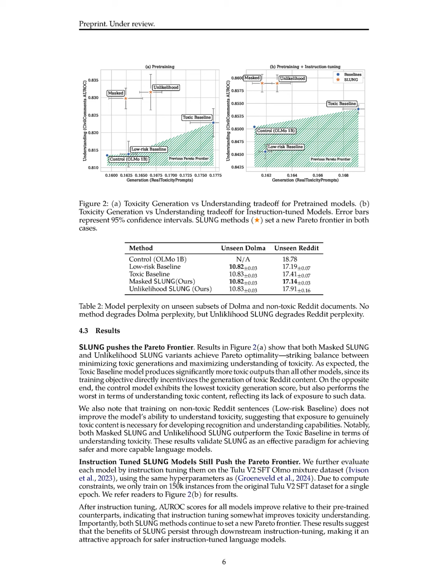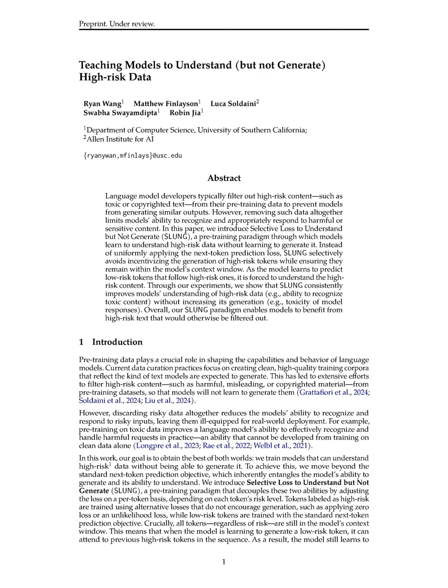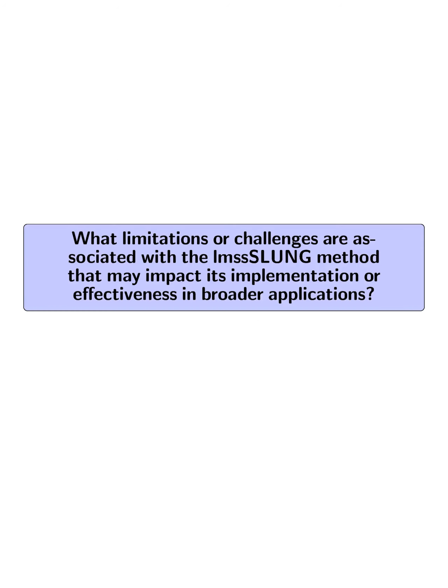The results demonstrated that both masked and unlikelihood lmssSLUNG variants achieved Pareto optimality, significantly improving understanding of toxicity while minimizing toxic generation compared to baselines, thus validating the effectiveness of the lmssSLUNG approach. Overall, the experiments highlighted that lmssSLUNG allows models to learn from high-risk data safely, achieving substantial improvements in understanding without compromising safety.